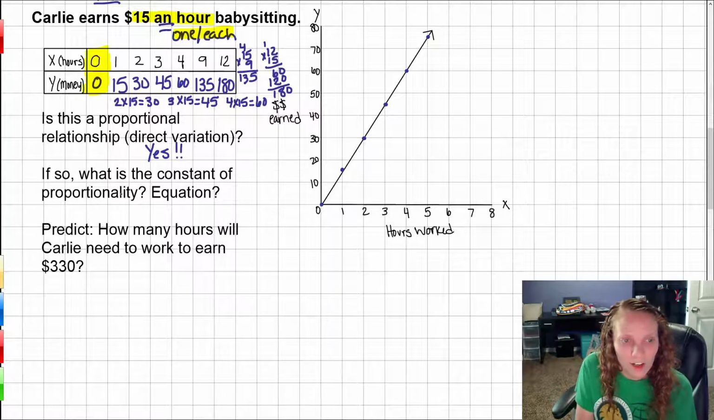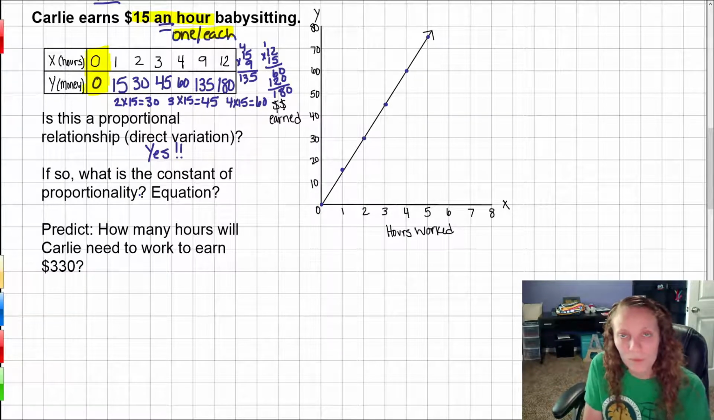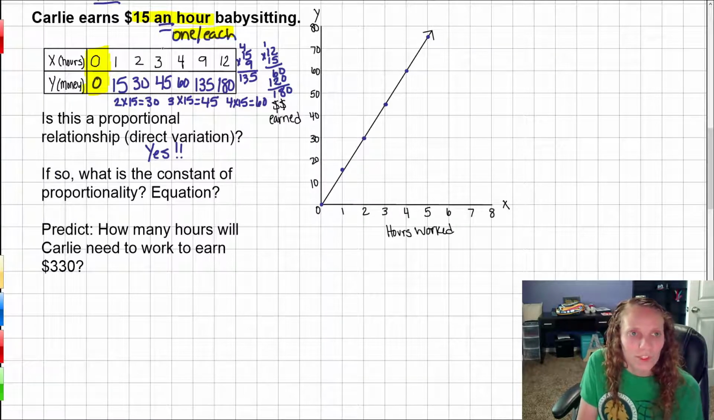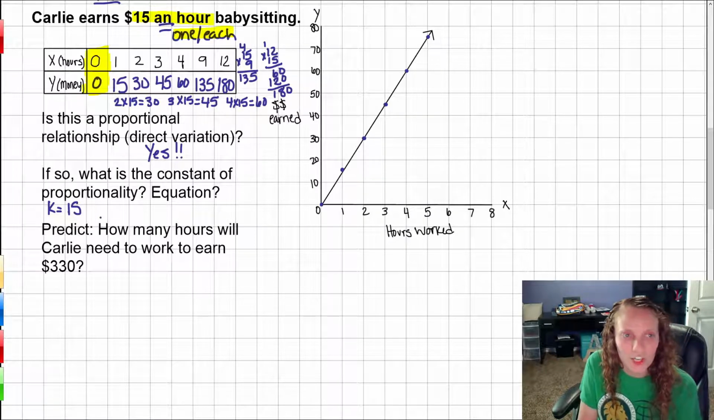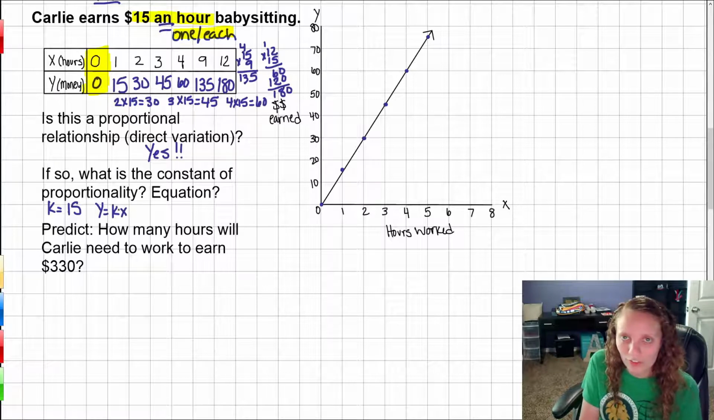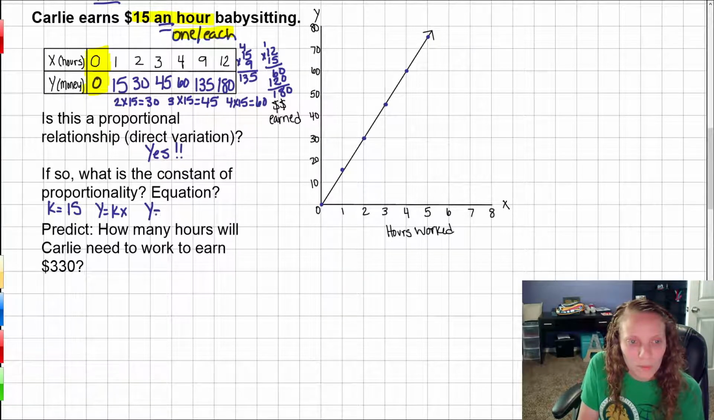If so, what is the constant of proportionality? Remember, that's like our rate of change or slope. It's the pattern that's happening over and over. So we can look at the word problem, and k, the constant of proportionality, is equal to $15 because it's for each hour. And then let's write an equation. Remember, we have y equals kx, where we plug in the constant of proportionality for k. So our equation would be y equals 15x because it's $15 per hour.